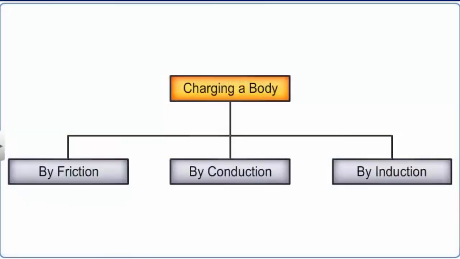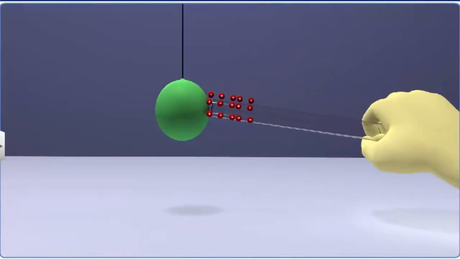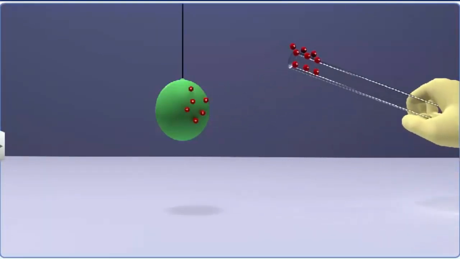Let us now look at how a body can be charged by conduction. If we momentarily touch the positively charged glass rod to an uncharged pith ball, the pith ball becomes positively charged too. This process of charging by bringing a charged body in contact with a neutral body is called charging by conduction.